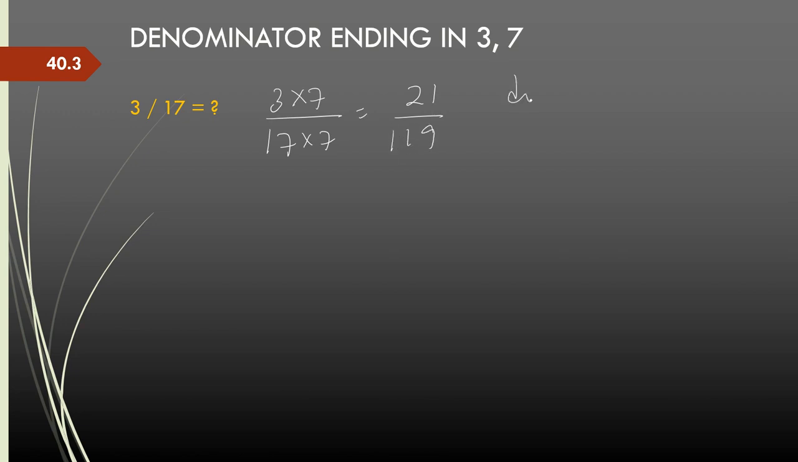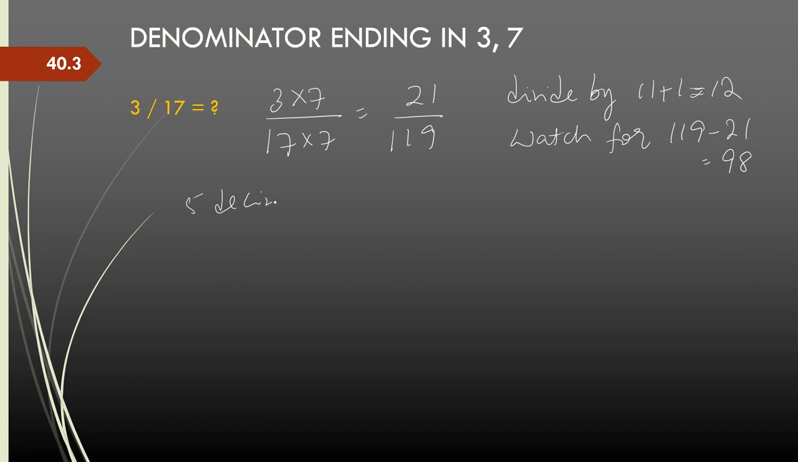So I divide by 11 plus 1, which is 12, and I watch for 119 minus 21, which is 98. So let's say I want the answer only to 5 decimals. Okay. So then 21 by 119, I start dividing by 12, and I start with 21. I write the point first and then I start dividing 21 by 12.